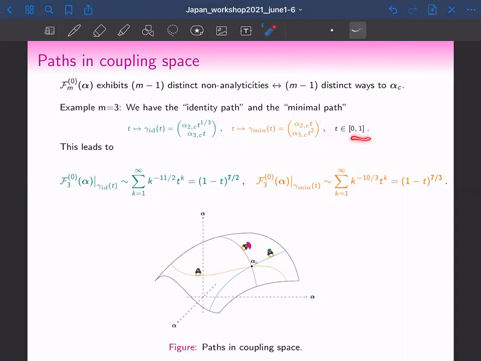So t is between 0 and 1, so it really connects the origin to the multi-critical point. And then it turns out that if you write the free energy F along the identity path, close to the multi-critical point, it will behave as 1 minus t to the power of 7/2, so the critical exponent is 7/2, whereas along the minimal path, the critical exponent is 7/3. So these are remarkably completely different critical exponents. And this is what I explained in this picture.